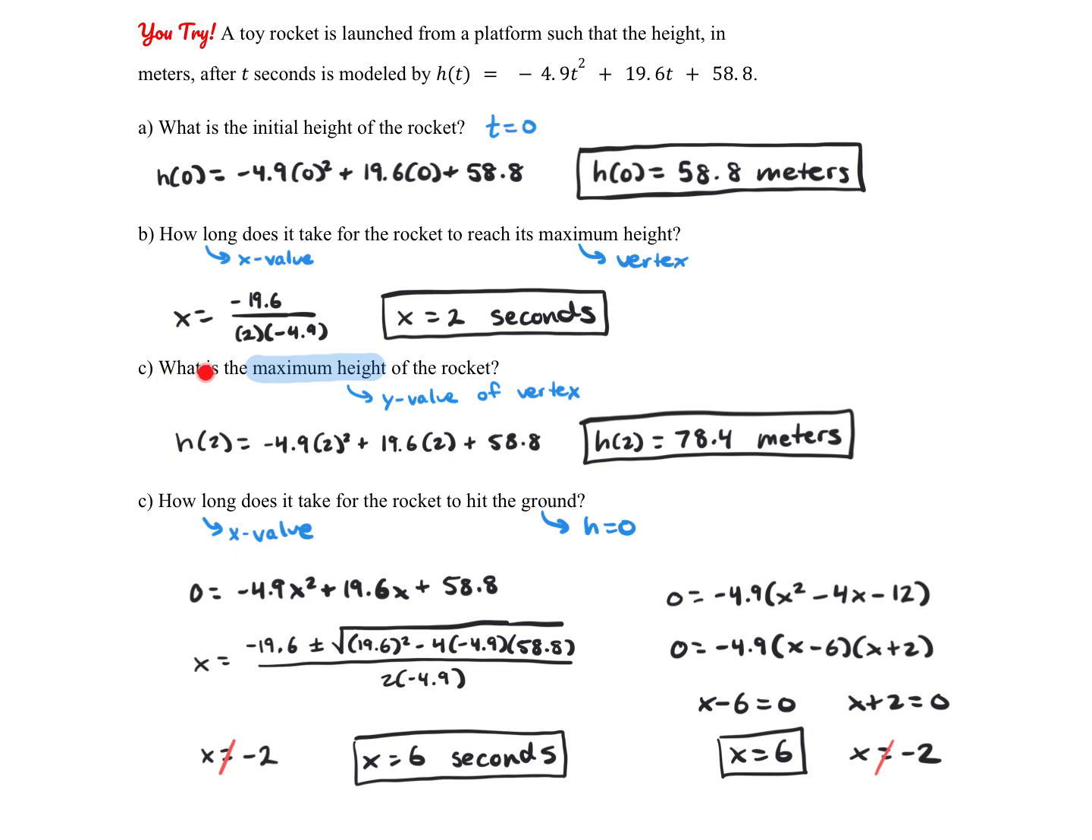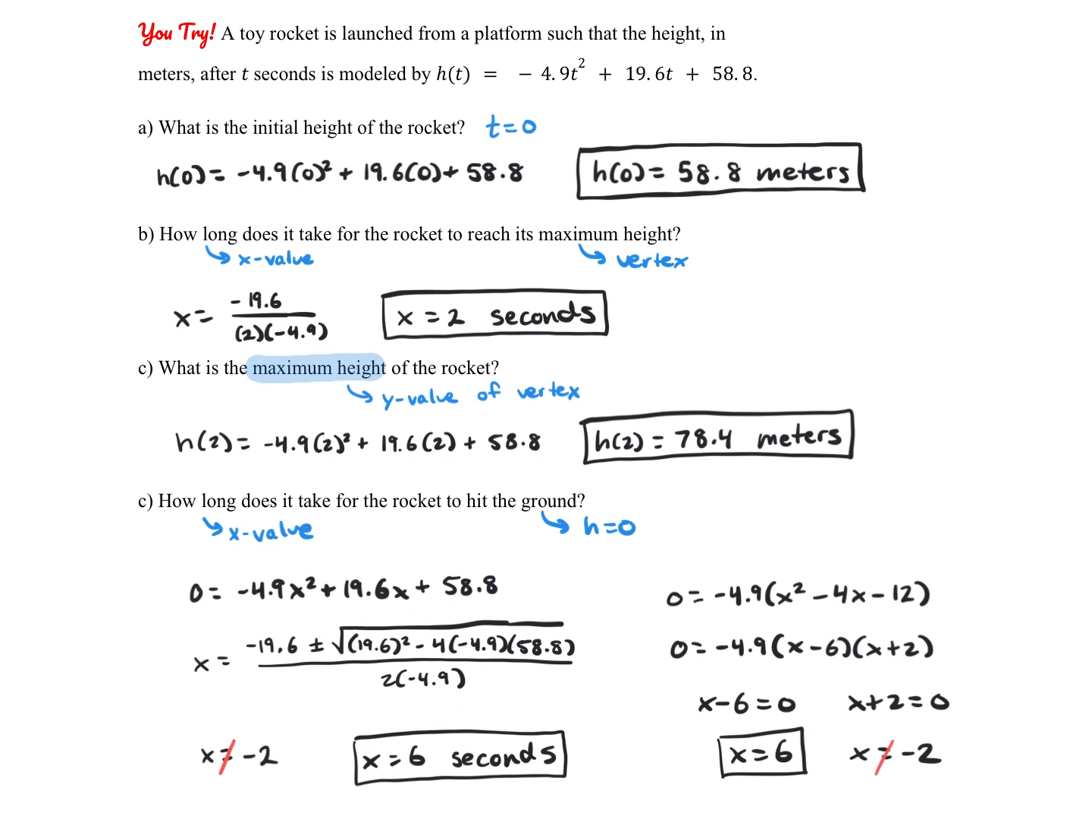And then it asks what is that maximum height? So here it will be the y value of the vertex, because remember the y value represents the height of our rocket. So I plugged it back in and we get 78.4 meters. And then for part C, or sorry, this should say part D, how long does it take for the rocket to hit the ground? So we want the x value when h is 0. So we're essentially finding the x-intercepts.